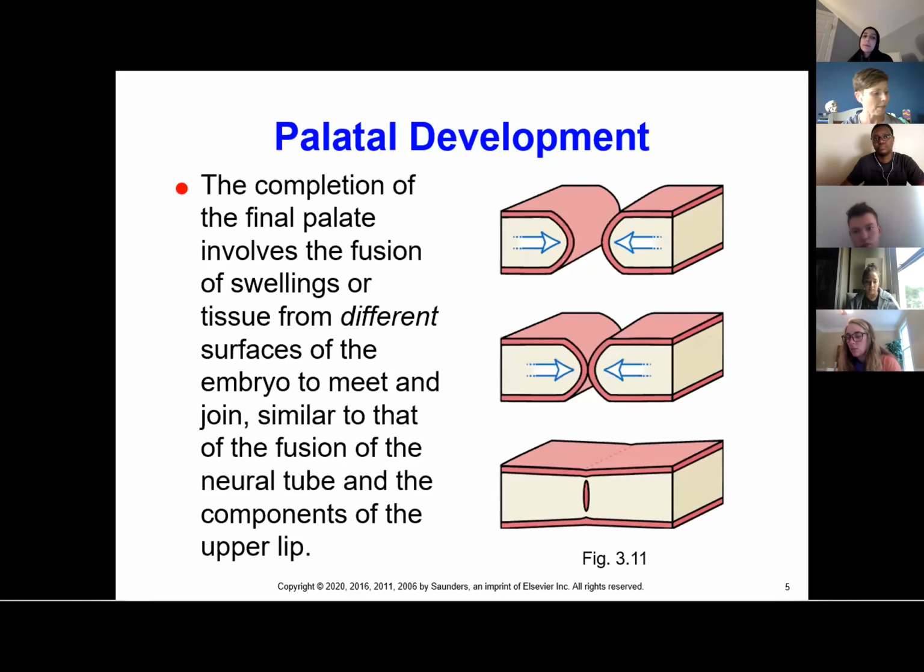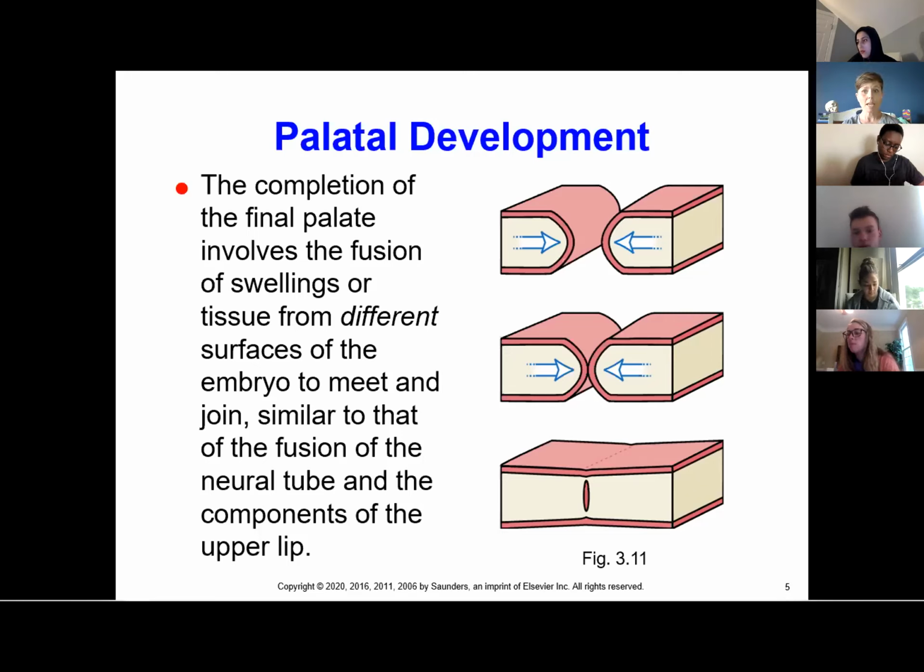All right, palatal development. So the completion of the final palate involves the fusion of swellings. And like that little video that I showed earlier, it comes together and then they swell until they join. So the swelling of tissue from different surfaces of the embryo meet and join, similar to the fusion of the neural tube. Remember when that neural tube had that differentiation and then it fused up here at the top. And the components of the upper lip, the philtrum and the maxillary, came all together.